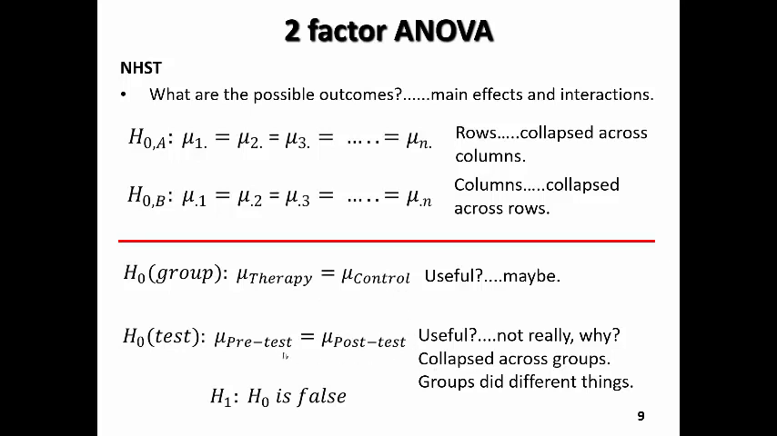And so if the statistics find that there's a significant difference, it may not necessarily be particularly meaningful because of the fact that the participants did different things. And so the alternative hypothesis is that we could simply state that the null is false, but because we only have 2 levels of each of the main effects, we could also state this: mu therapy is not equal to mu control and mu pretest is not equal to mu post-test. Or you could just leave it as H0 is false.